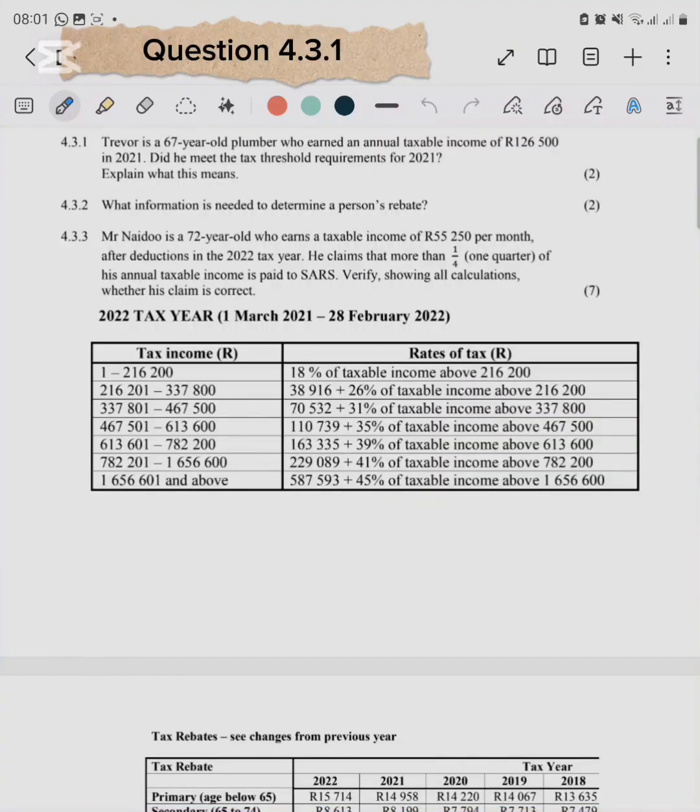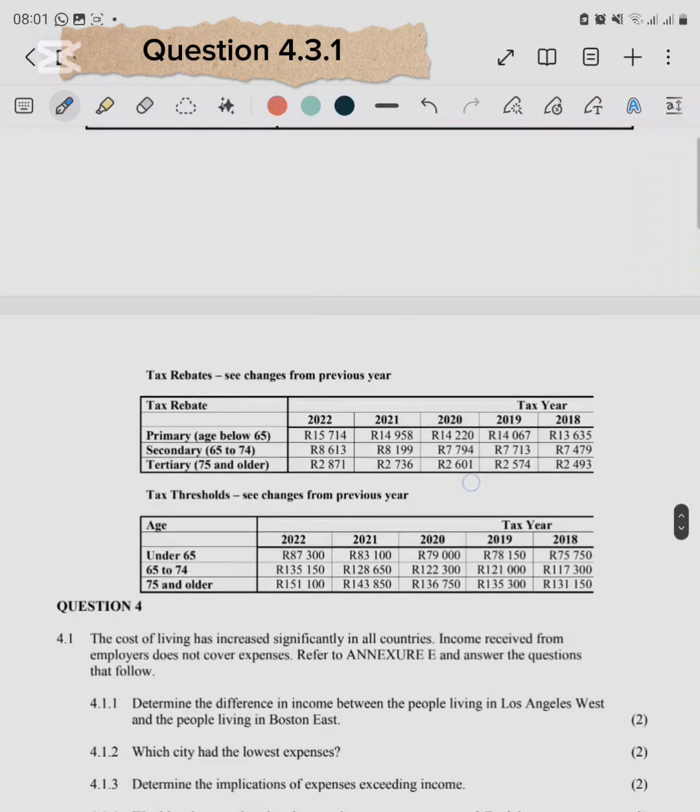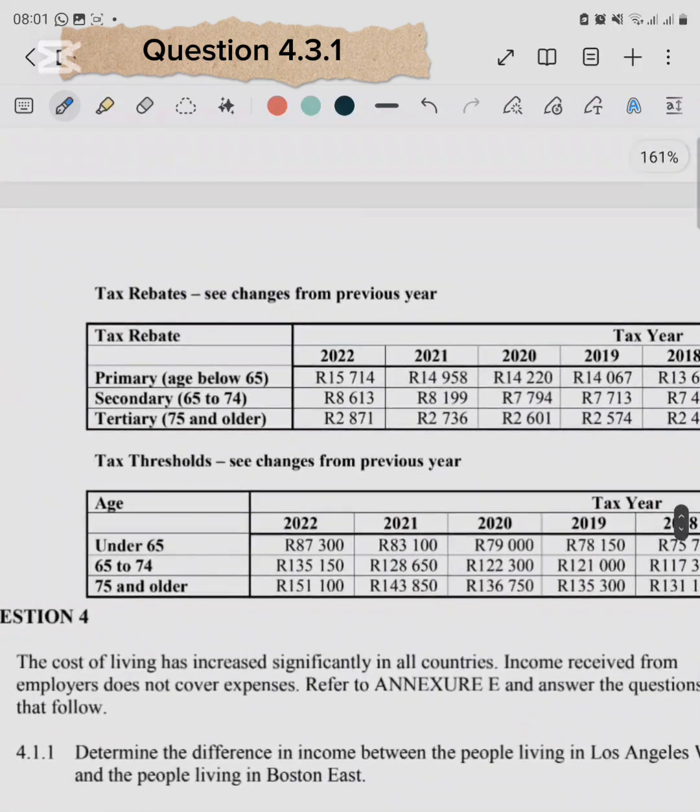Right, question 4.3, we have a story about Trevor, who's a plumber, and he earns a taxable income of 126,500 Rand for the year of 2021. The first thing they ask us is, does he meet the tax threshold requirements? Explain what this means. So we need to go and look at our tax threshold, which was over there, 2021. And if we look at 2021 over here, we can see, given his age, he is actually not meeting the tax threshold because he was over 65.